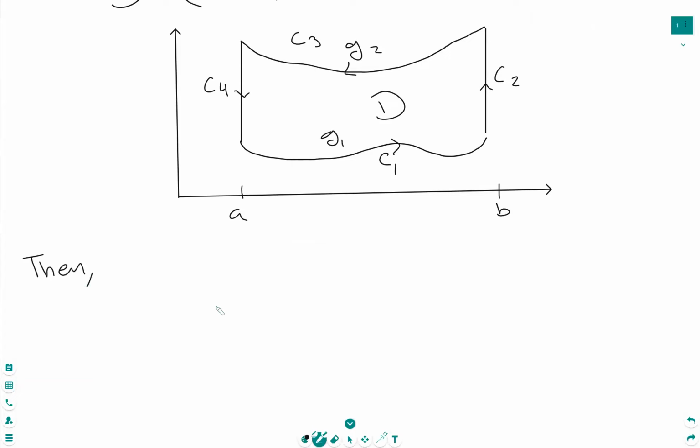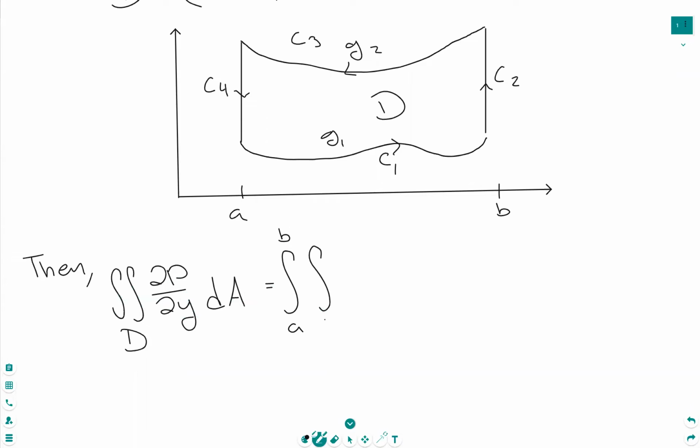If this is true, then the area integral over the region D of partial P, partial Y, dA, let's actually try to do out this area integral as far as we can. This is the integral from A to B of G1 of X to G2 of X, partial P, partial Y, dy, dx.